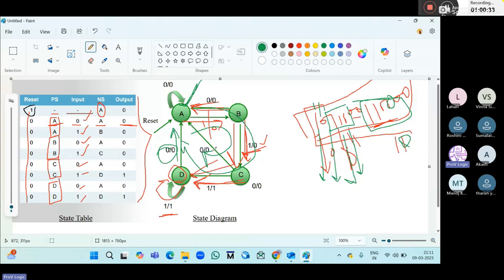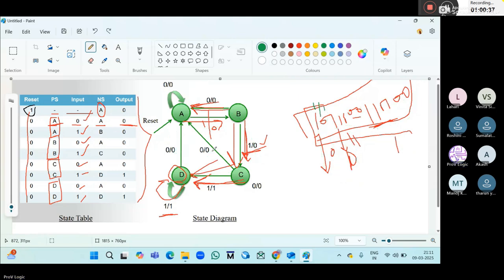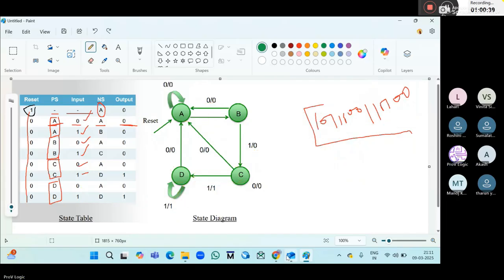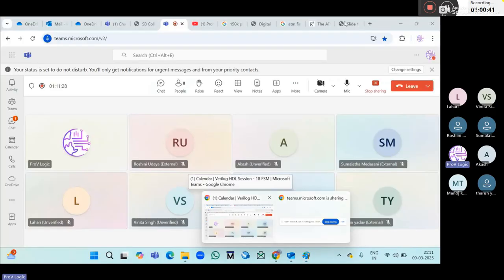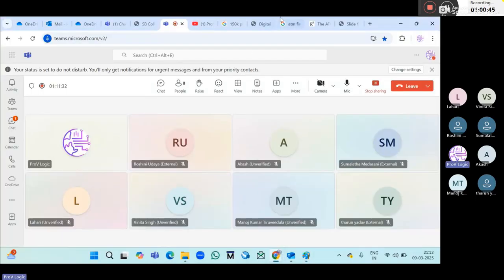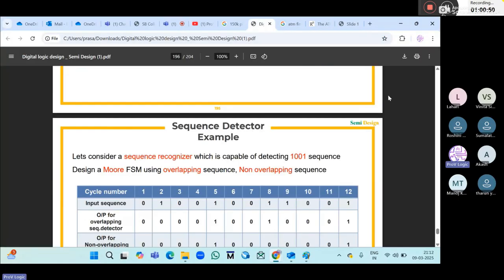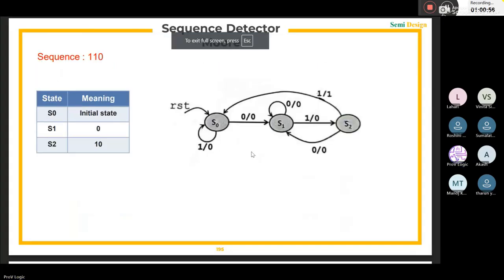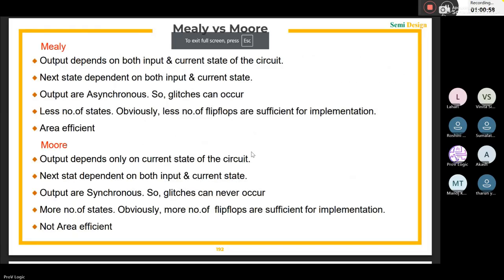Next, others, any doubts? Okay. So tomorrow we'll see the program for this, and the next example. In sequence detectors, we have overlapping and non-overlapping also. Once go through the differences between Mealy and Moore.